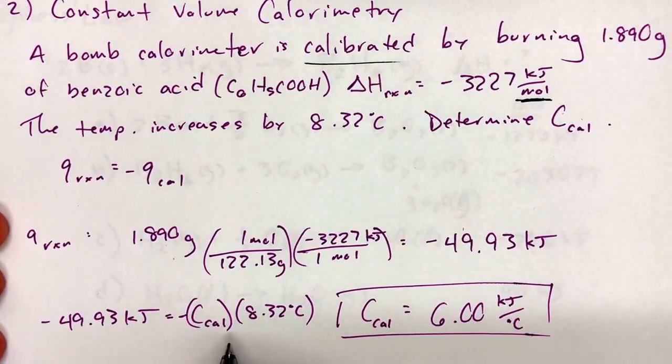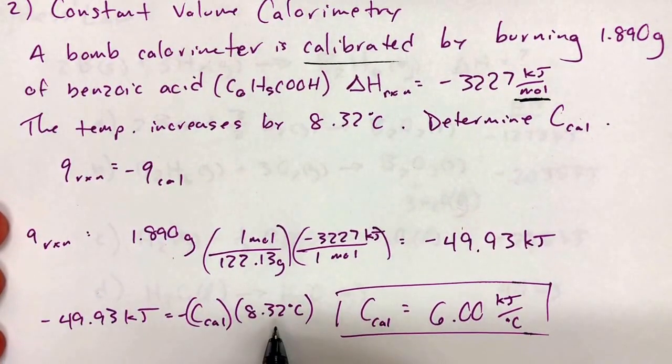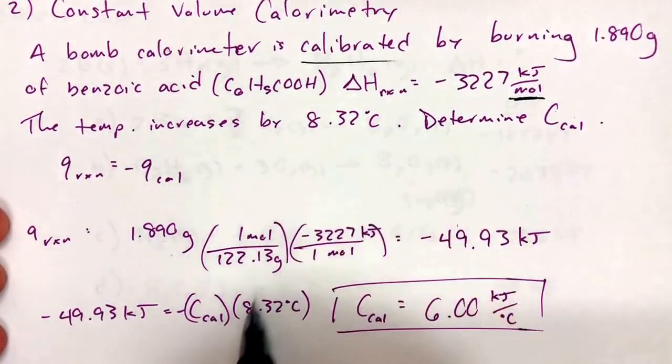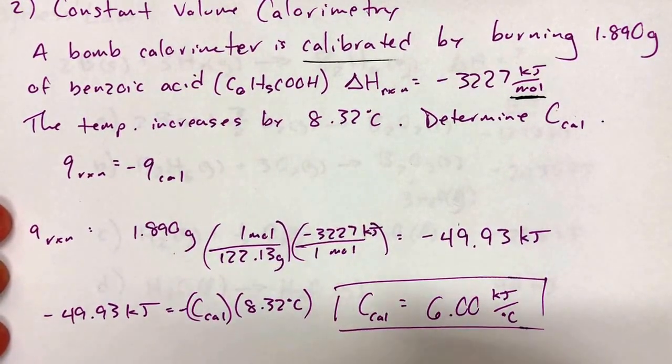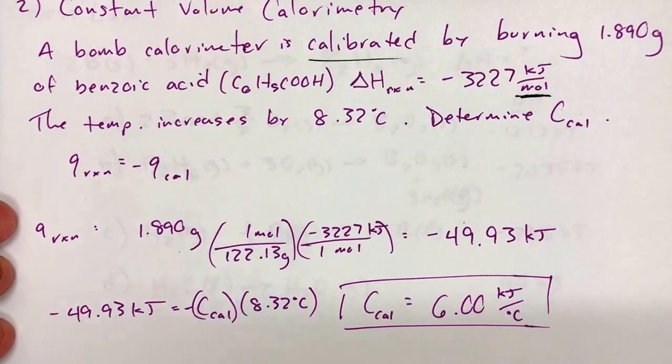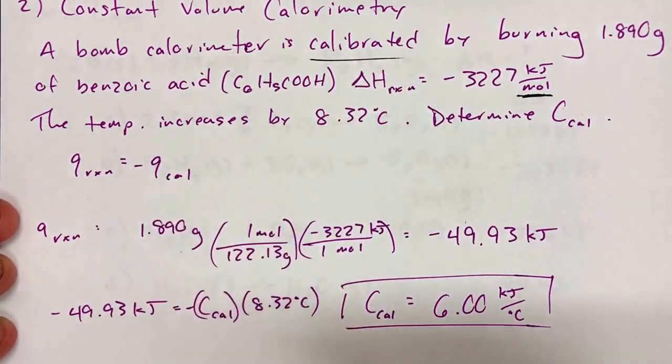Then Q of the calorimeter is C of the calorimeter times delta T. And we know delta T from the problem, so we can simply solve for C for the calorimeter, and that's 6.00 kilojoules per degree C. So that is the first part of a question.